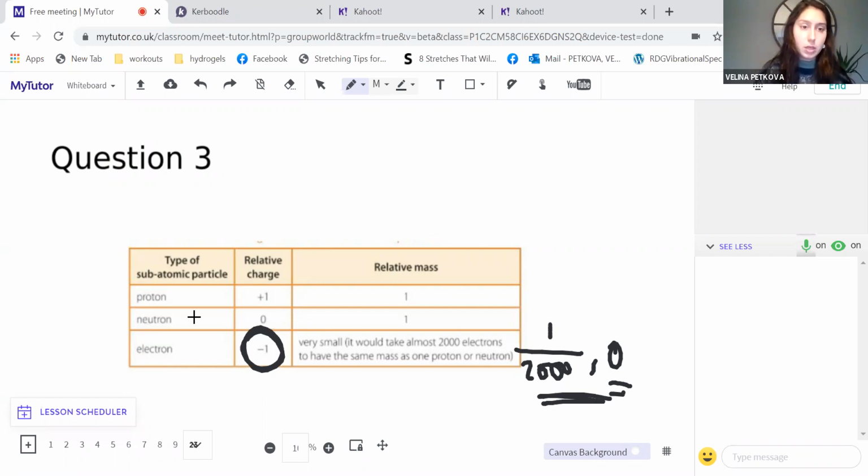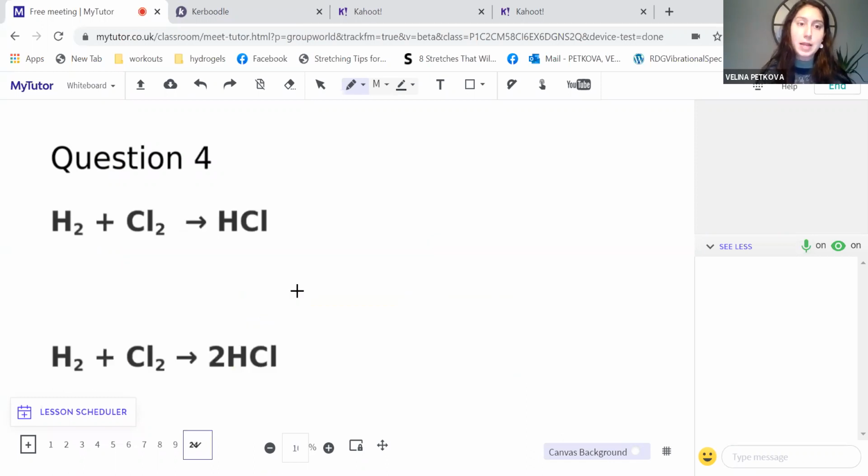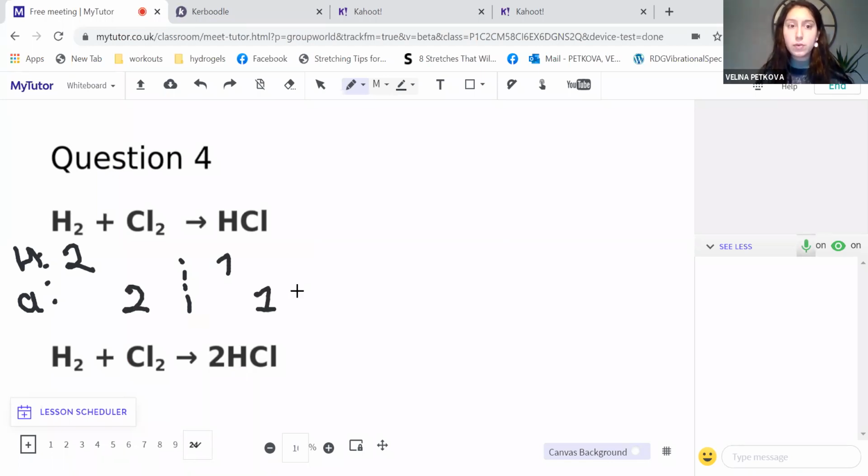Okay, so balance the equation. If we counted up how many hydrogens and how many chlorines we have on each side, this was actually a lot more simple than the ones we were doing. So we have 2 hydrogens and 2 chlorines on that side, and only 1 of each on this side. So of course we just need to add a big 2 in front of this, so we get 2 hydrogens and 2 chlorines.